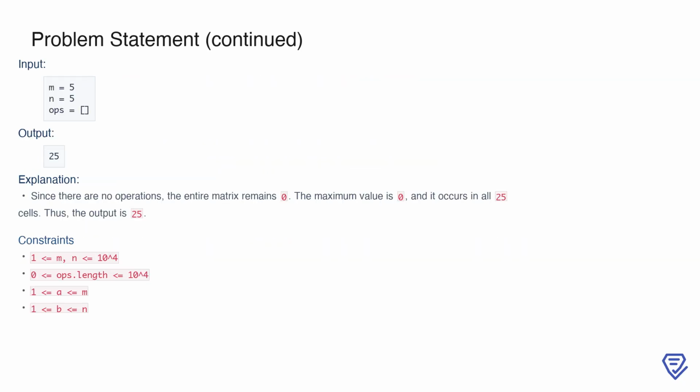Now consider a scenario with no operations. If m equals 5 and n equals 5, and the ops list is empty, the matrix remains unchanged with all elements equal to 0. The maximum value in this case is 0, and since every cell in the matrix contains this value, the count of maximum integers is simply the total number of cells, which is 5x5 equals 25. Thus, the output is 25.